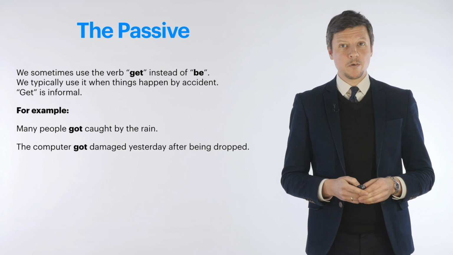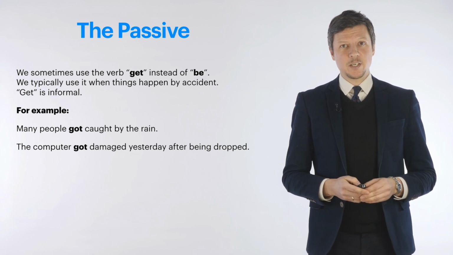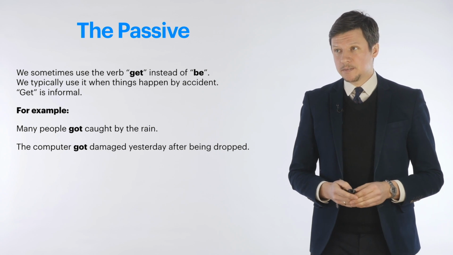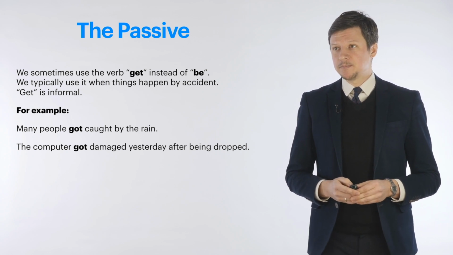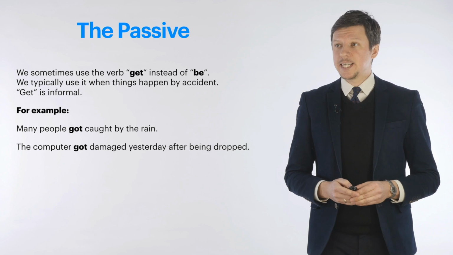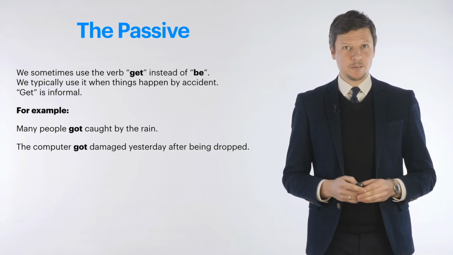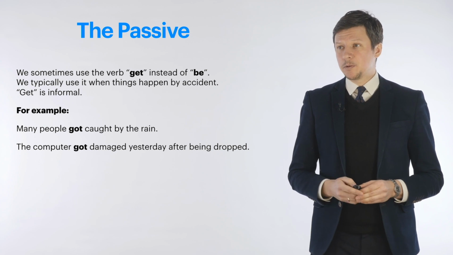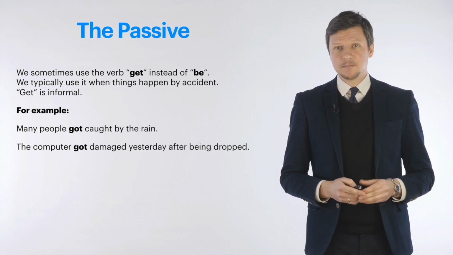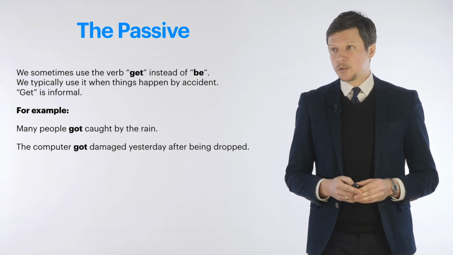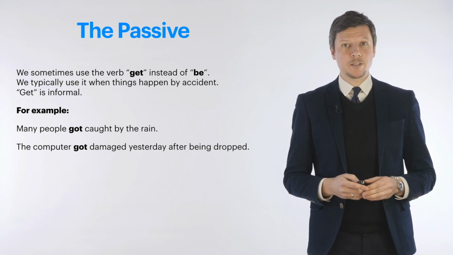Now that we have gone through all these examples, let's see some more specifics. We sometimes use the verb get instead of the verb to be. We typically use it when things happen by accident. Get is, by the way, informal. Many people got caught by the rain. They didn't plan it. It was by accident. The computer got damaged yesterday after being dropped.